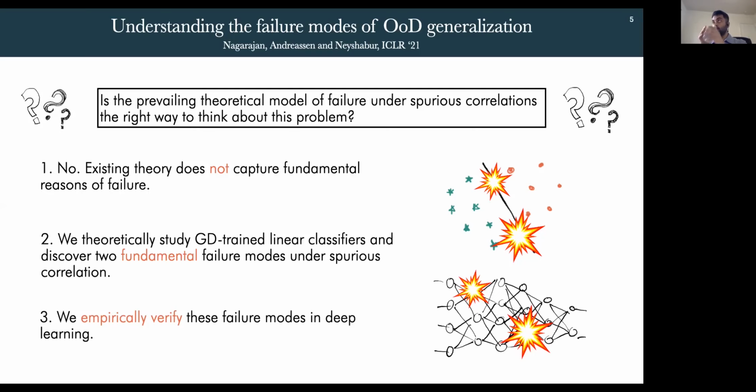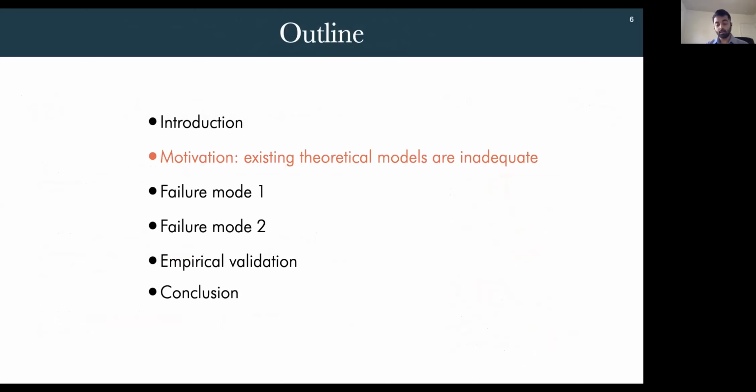So this is the high-level outline. What I'm going to do next is spend quite a bit of time trying to explain what the existing theoretical explanation for failure under spurious correlations is, and why it may be inadequate. So here's a rough outline of what existing theory does. It imagines that the training distribution looks something like this.